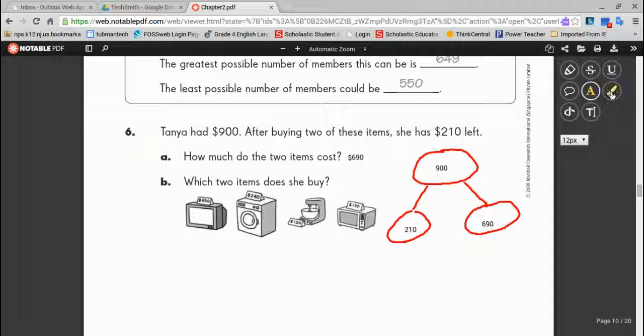So which 2 items does she buy? She buys the TV, I'm going to circle that, and the washing machine. And there you go. Now we've done that page.